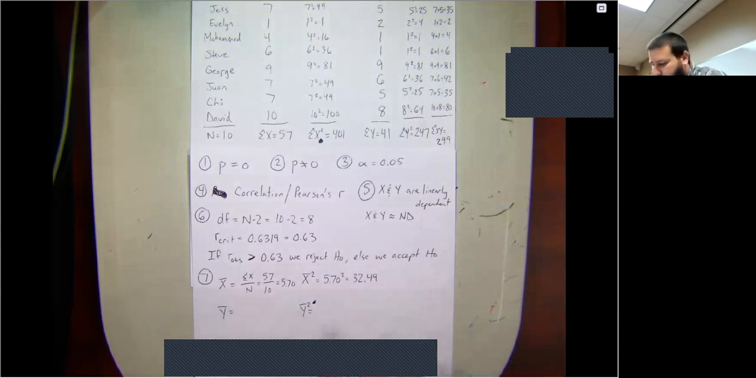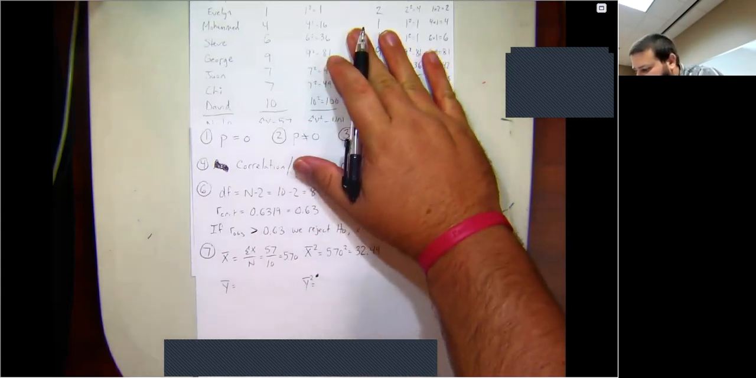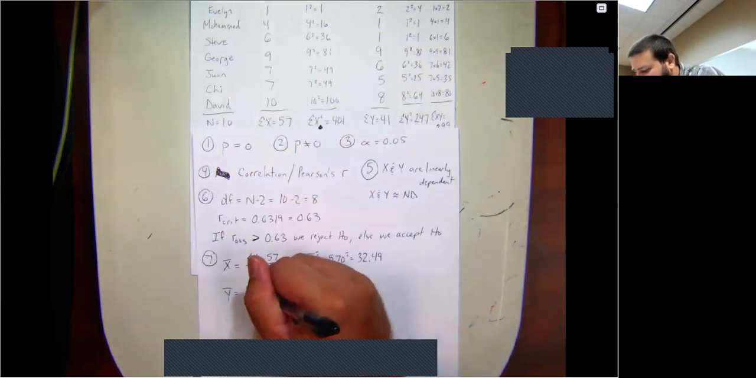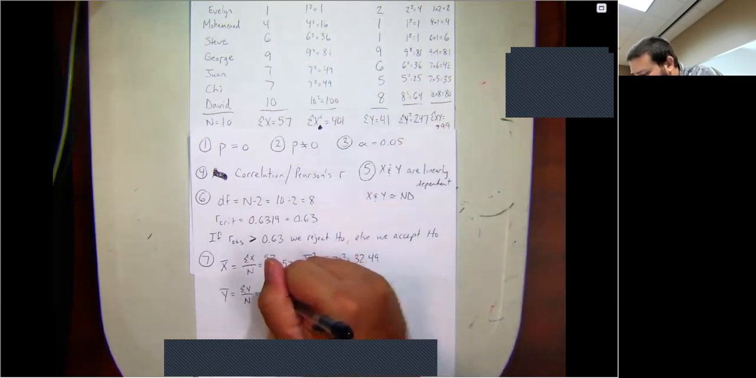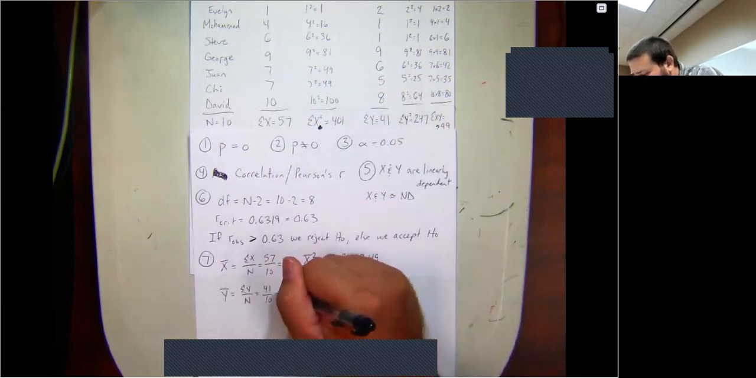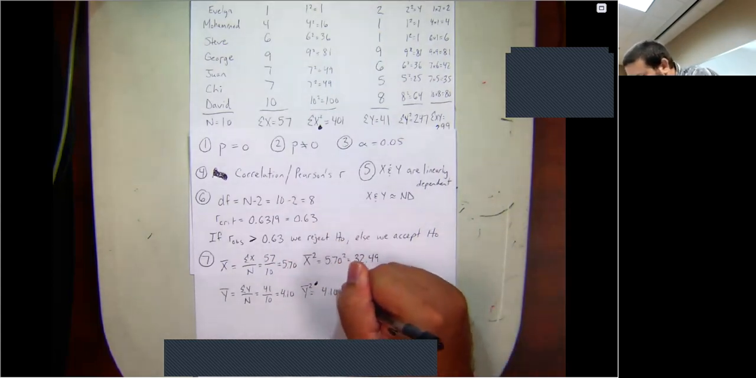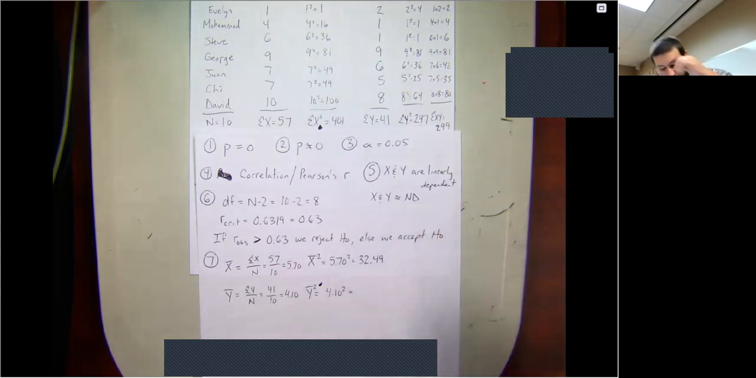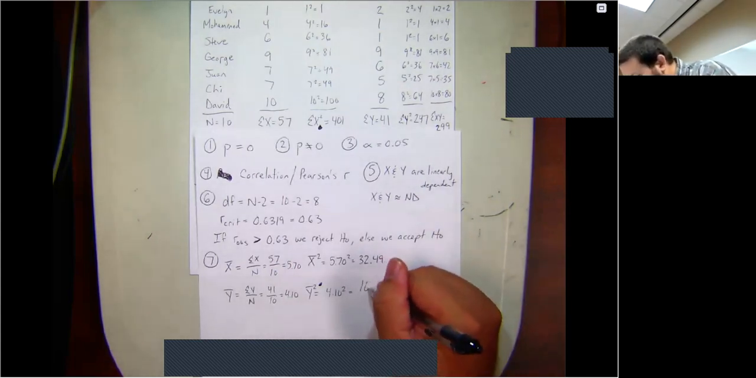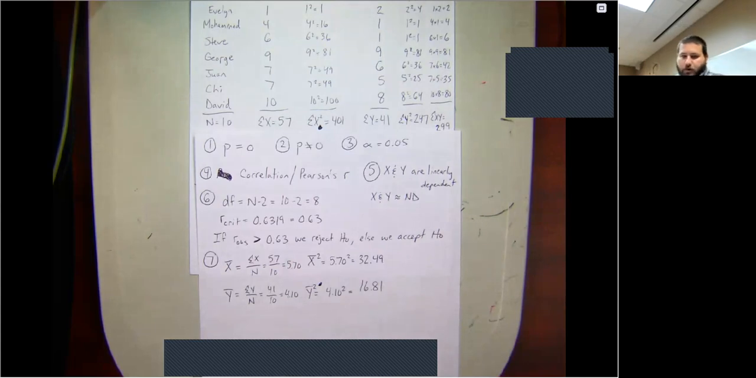Okay. Y bar works just like x bar. We're just doing sum of y instead of sum of x over n. Sum of y, 41. N was 10. So y bar is 4.1. And then y bar squared is 4.1 squared, which is 16.81. So that's what we need to do first. We could have done that with the raw data and probably should have. But as long as we do it before we start calculating our correlation, we're good.